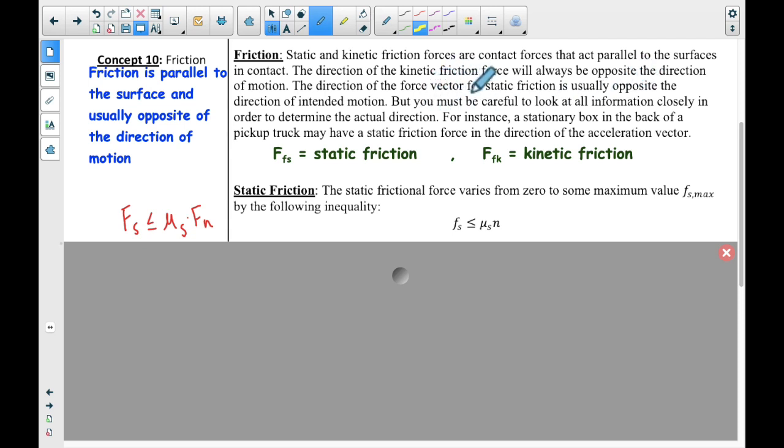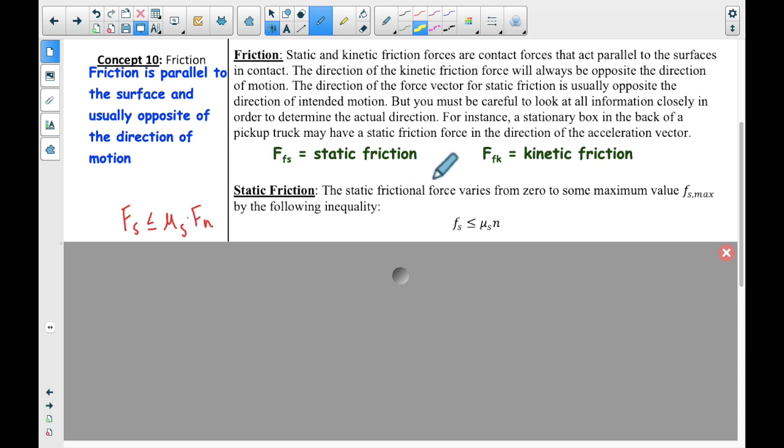The direction of the force vector for static friction is usually opposite the direction of the intended motion. But you must be careful to look at all information closely in order to determine the actual direction. For instance, a stationary box in the back of a pickup truck may have static friction force in the direction of the acceleration vector. So, a summary of that is that the friction force is parallel to the surface and it is usually opposite of the direction of motion.